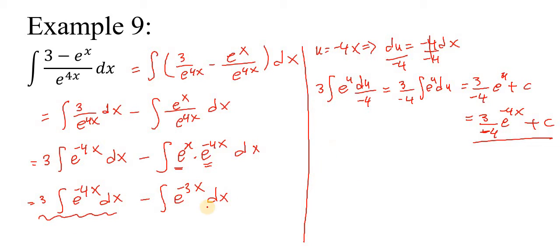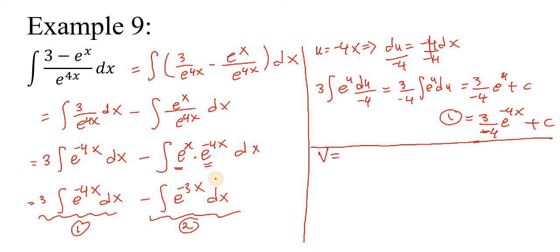For the second part, so this is 1 and this is 2. This is answer 1. Now for part 2, we're going to say v is equal to negative 3x. And now we want to find dv in terms of x, so dv is equal to negative 3 dx. Notice how I don't have negative 3 here, so I will divide both sides by negative 3. I have dx and I have e to the v. So this will become the integration of e to the v times dv over negative 3.